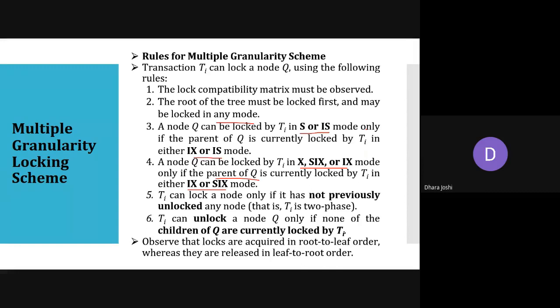Fifth one, any transaction can lock a node only if it has not previously unlocked any node. We know that the transactions are using the two-phase locking protocol. So once we are unlocking any of the data items, then we are not able to lock it again. So we can lock a node only if it has not previously unlocked, because we have two phase. And the last one, a transaction can unlock a node Q only if none of the children of this node are currently locked. This is a very simple way.